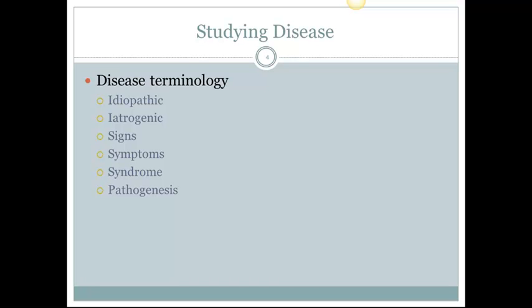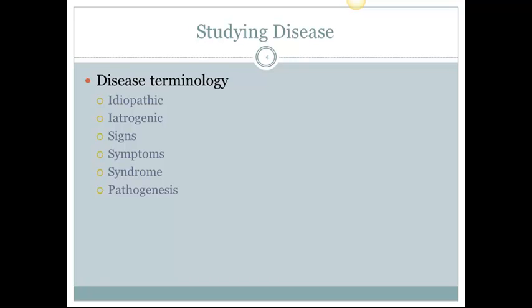The study of disease, some more disease terminology. We have idiopathic, which means we don't know what causes the disease. Oftentimes, and within this course, you will see etiology unknown. That's what idiopathic means, the unknown. Iatrogenic means an illness is caused by a procedure or a treatment.